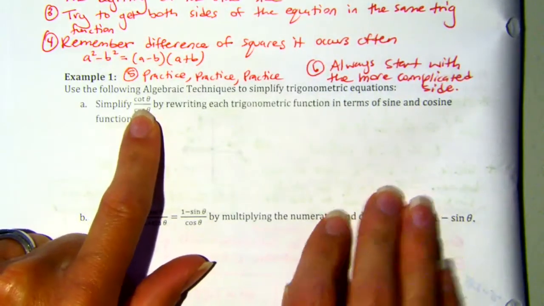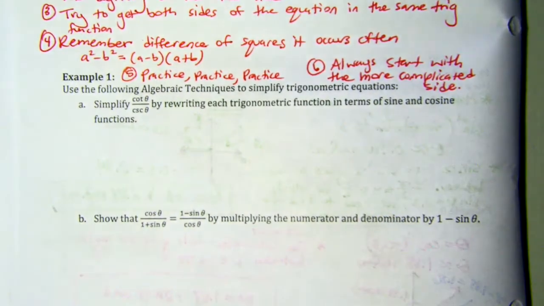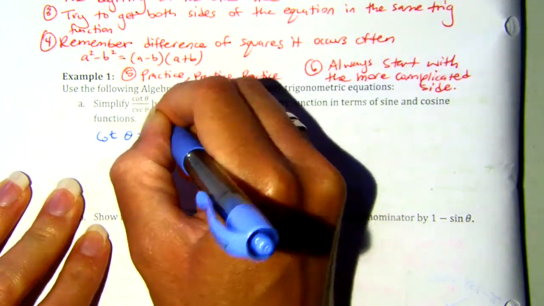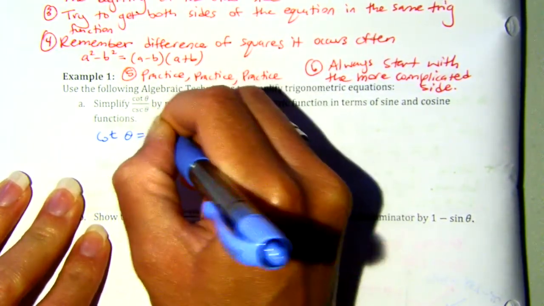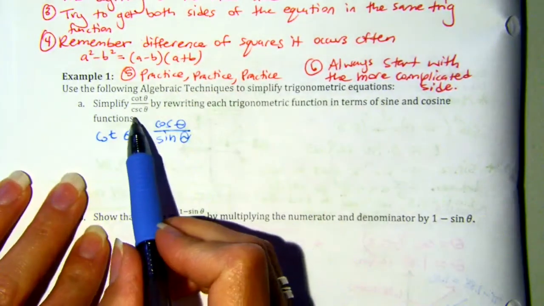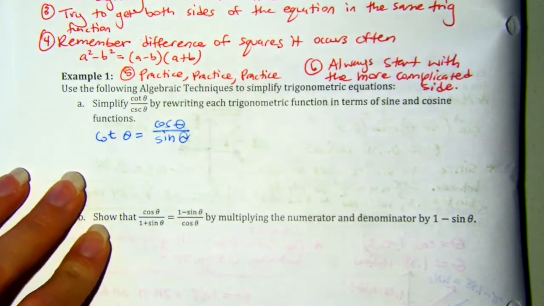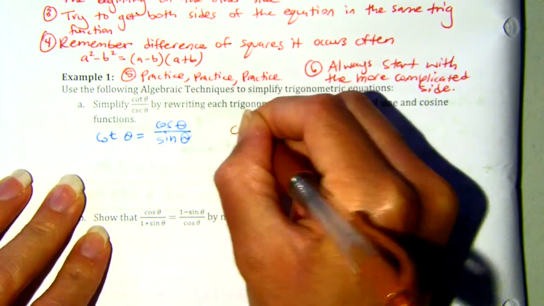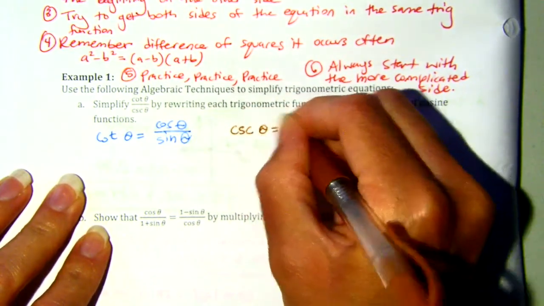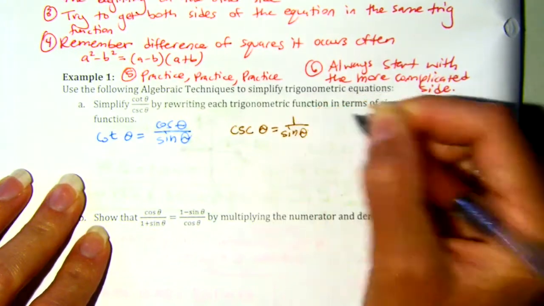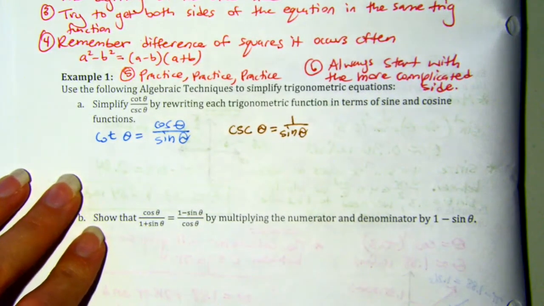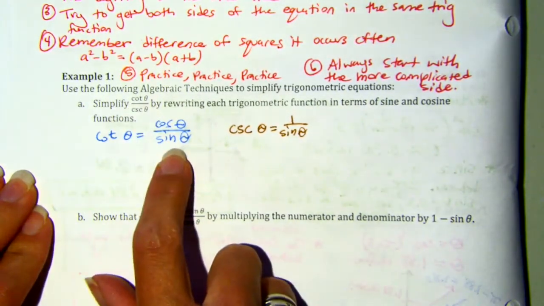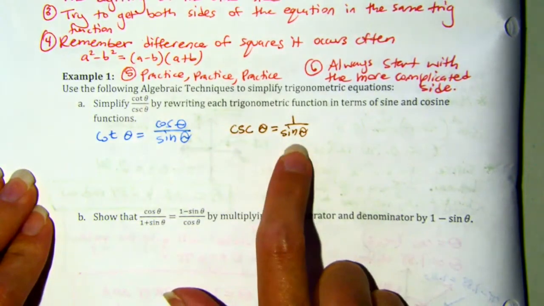So, cotangent of theta. Well, we know that cotangent of theta, that's a ratio identity. Cotangent of theta is equal to the cosine of theta divided by the sine of theta. And the cosecant of theta, we can rewrite that using a reciprocal identity. We know that the cosecant of theta is equal to 1 divided by the sine of theta. Where do those come from? Look at the very top of the page. So now, we're going to replace cotangent with cosine over sine and cosecant by 1 over sine.